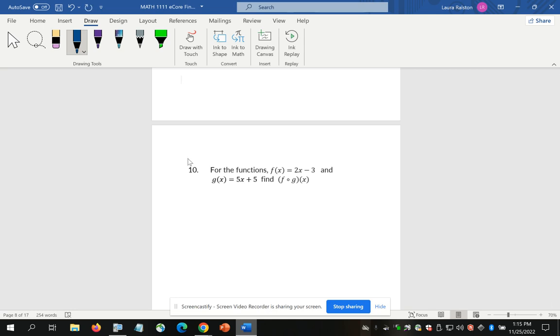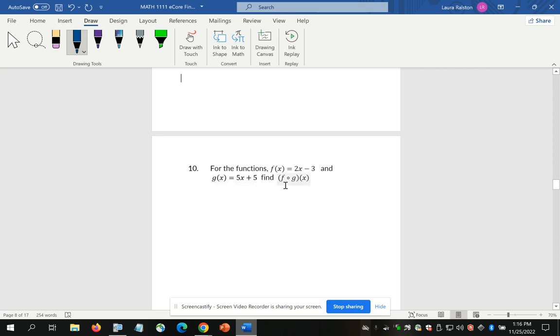Okay, question 10 says for the functions f of x equals 2x minus 3 and g of x equals 5x plus 5, find f composed with g of x. It's important that you remember that this little symbol means composed. So this is a composition, which means I have to substitute the x into function g first, get the answer, and then substitute it into function f.